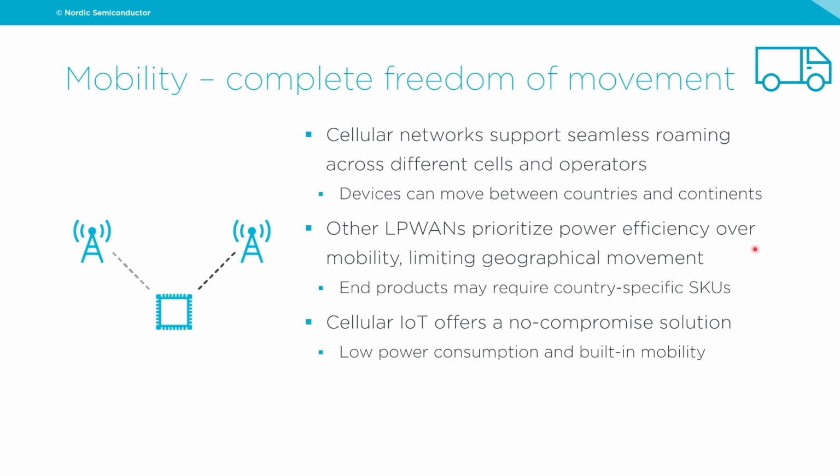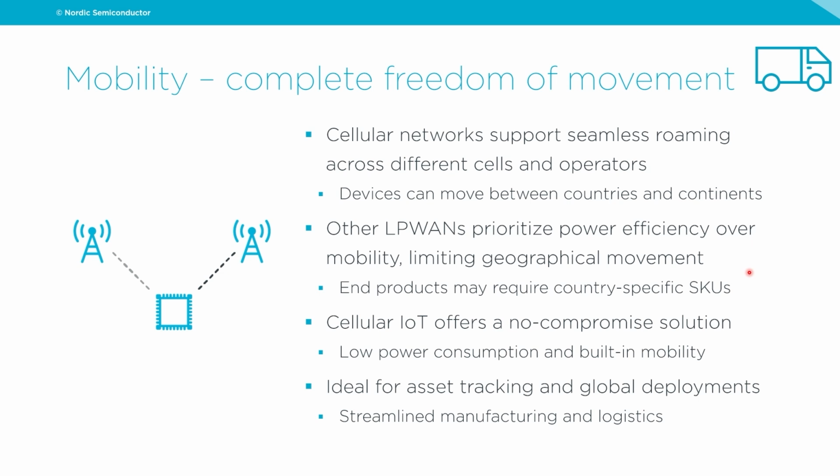So essentially, what Cellular IoT offers is really a no compromise solution. You get the low power benefits, so the low power consumption, and you have the mobility built in as two things that go together without any concerns. And that makes it ideal for asset tracking applications. We'll discuss that a little bit later. And also where you want to have global deployments. So you can have this benefit of streamlining your manufacturing and your logistics with unique SKUs that you can then sell anywhere in the world.